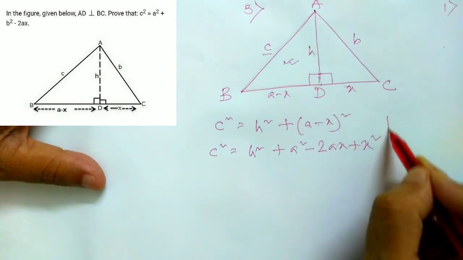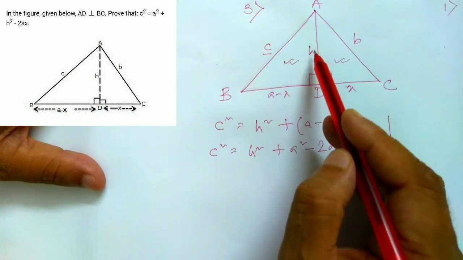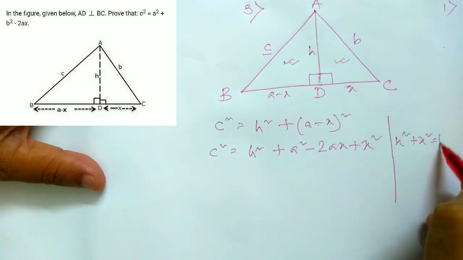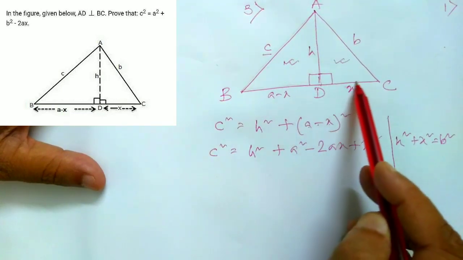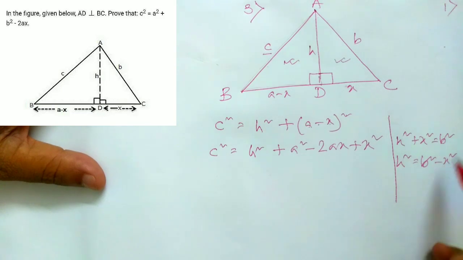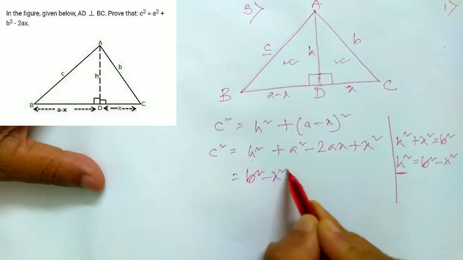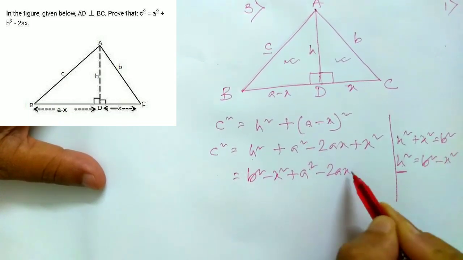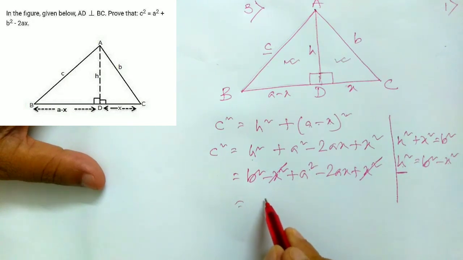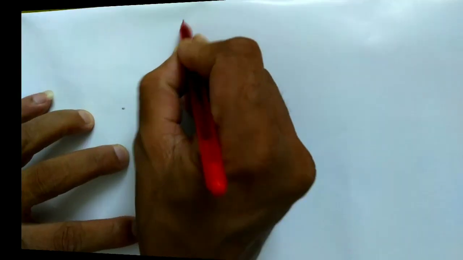Fine. Now, we will do something extra. We'll take this triangle. What can I write from this triangle? H square plus X square equals B square, because perpendicular square plus base square equals hypotenuse square. Now, H square equals B square minus X square. This X square is going to this side. Now, we'll put this value of H square here, equal to B square minus X square plus A square minus 2AX plus X square. Understood? Now, minus X square plus X square cancelled. So what we are getting is A square plus B square minus 2AX. It's proved.